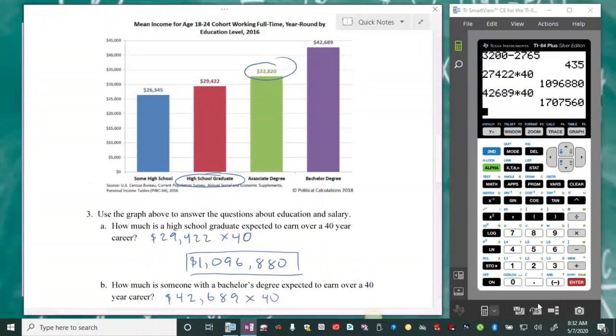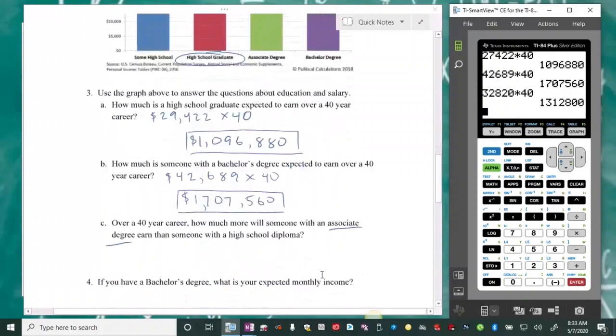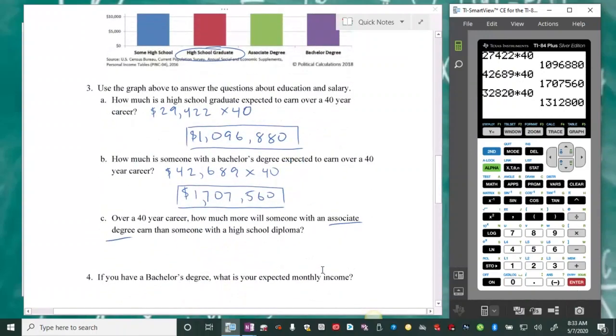So I'm going to take 32,820, and multiply that by 40 to get their earnings over the career. So for the associate's degree, we've got 1,312,800.